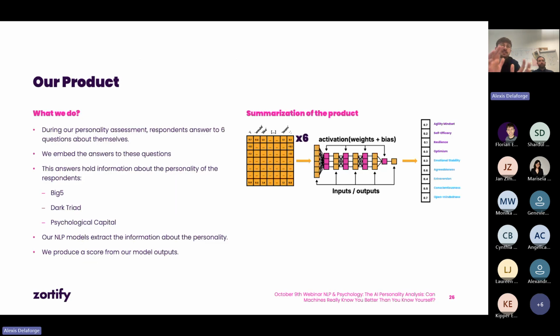Yes. So let's summarize everything we have seen so far. As I said, we know that AI is listening to us using this concept of sentence embedding. Alexi explained to us that inside this sentence embedding, we have the information that we need to predict a score. So your words really reveal who you are. And finally, what we have just seen is how our NLP model extracts the information about the personality. This is the role of this block here.